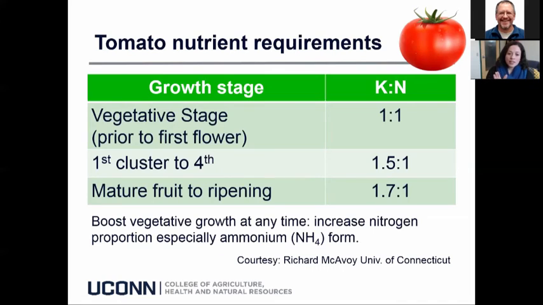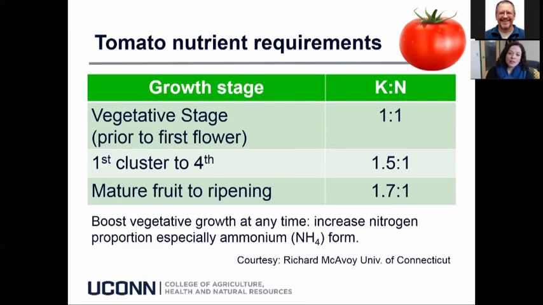The first thing is to look at tomato production, which has 3 growth stages, which are very well marked. So you have a vegetative stage, and that is anything that happens before the first flower. And you can see that at this stage, you want to have a potassium to nitrate level that's close to 1:1. When you have the first cluster of flowers, all the way up to the 4th cluster of flowers, you are increasing your potassium level to 1.5 to 1.